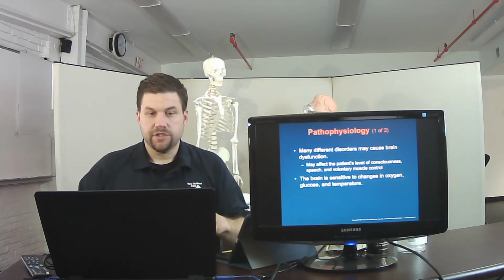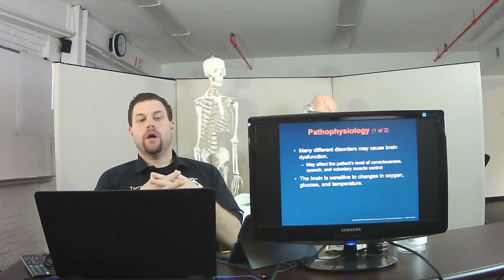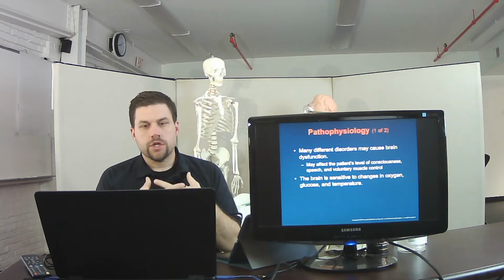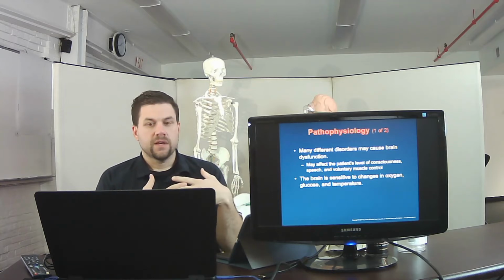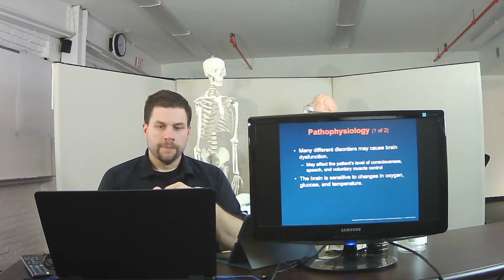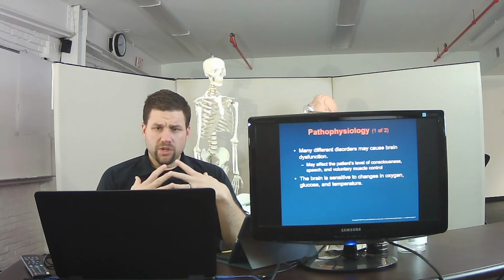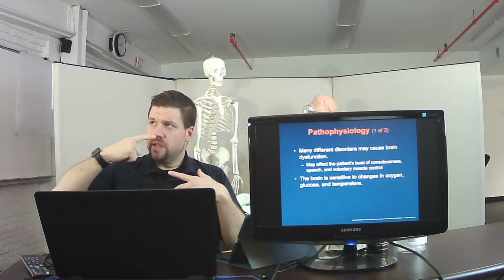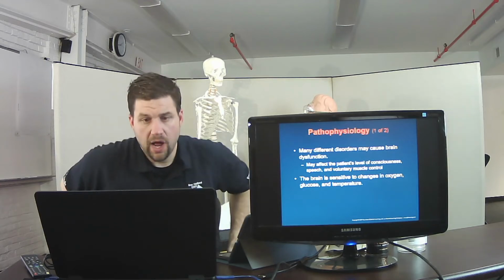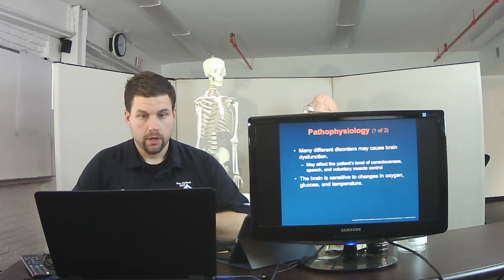So, pathophysiology. Many different disorders cause brain dysfunction. That's what we're going to be dealing with. We're going to deal with dysfunction of the brain as EMTs. So this is going to affect the patient's level of consciousness, their speech, their voluntary muscle control. Remember when we talked about assessment and we were doing things like fine motor coordination? Those things will be affected with patients who are having a stroke.